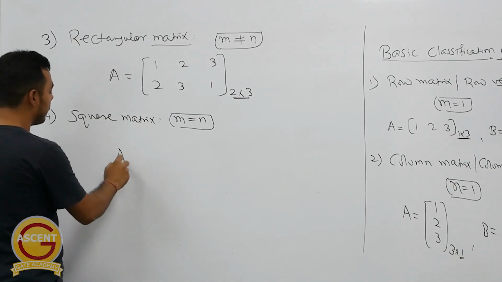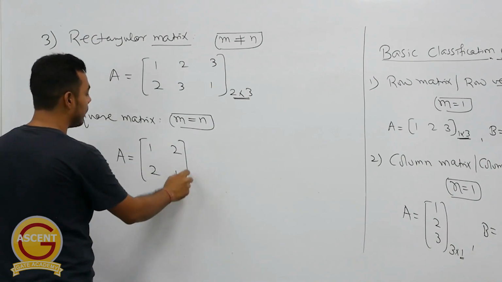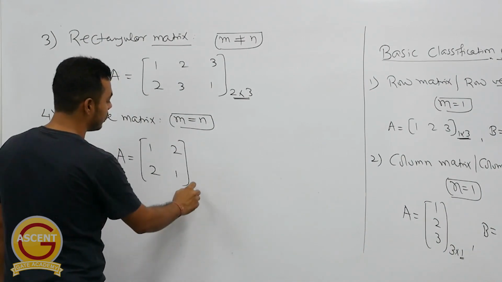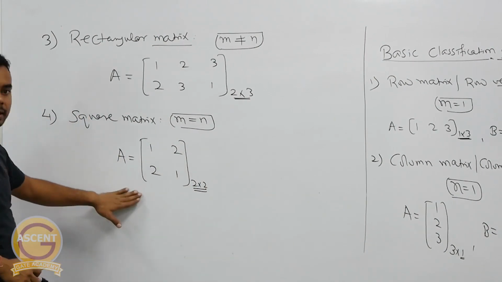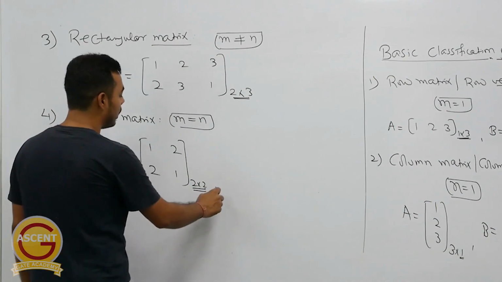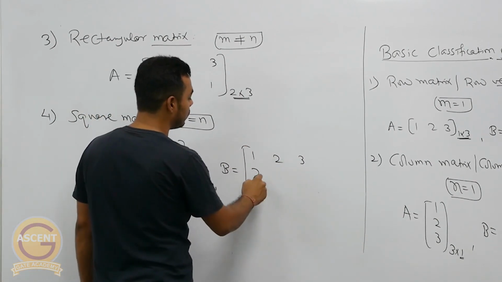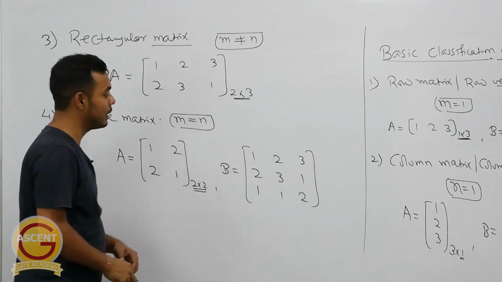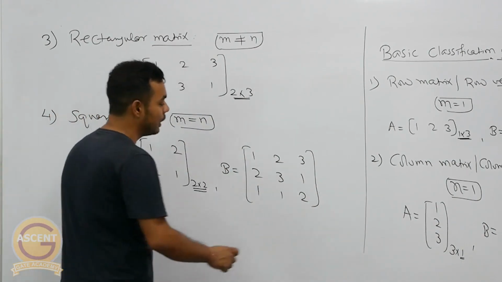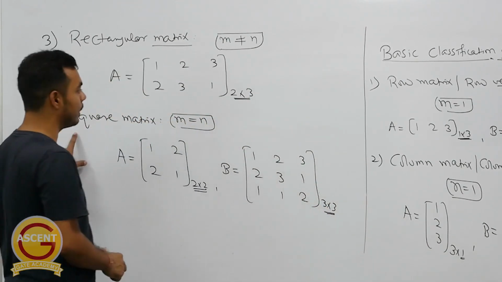So suppose I have a matrix like, say, first row 1, 2, second row 2, 1. So this matrix has 2 rows and 2 columns. Since the number of rows and columns are equal, it is an example of a square matrix. Or you can consider another example, say if I have a matrix 1, 2, 3, 2, 3, 1, 1, 1, 2. Now again this matrix has 3 rows and 3 columns, and since the number of rows and columns are equal, this is an example of a square matrix.